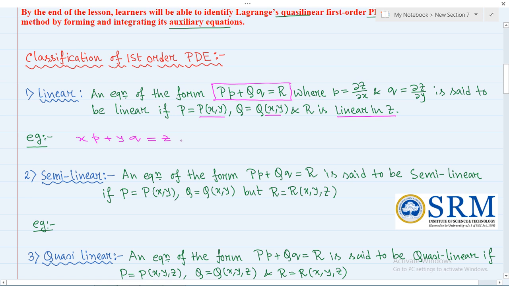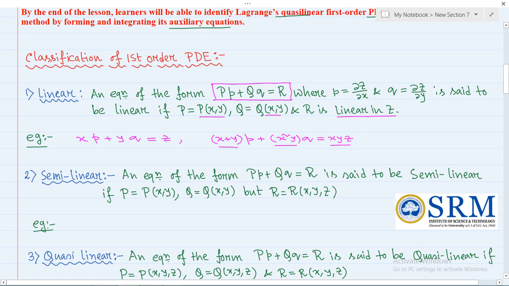Another example: x plus y into small p plus x square y into small q equals x, y, z. This is also a linear partial differential equation because the coefficient of small p contains x and y, the coefficient of small q also contains x and y, and the right hand side capital R contains x, y, z, but the power of z is 1 here. So it comes under the category of linear partial differential equation.